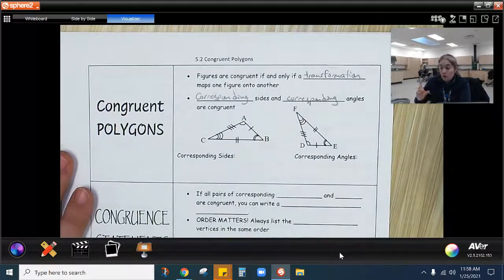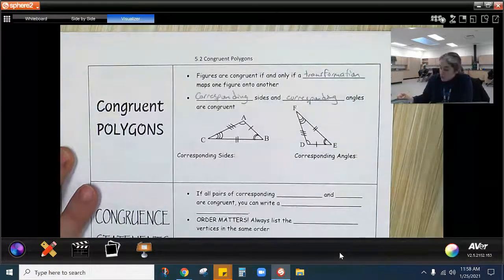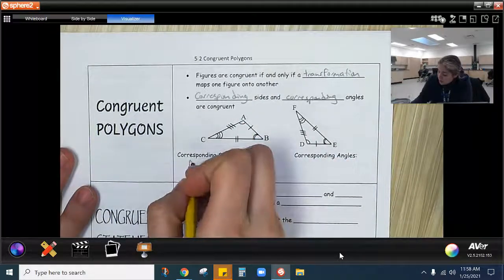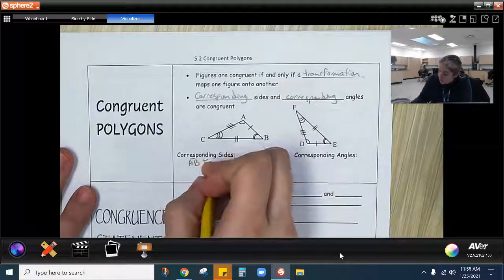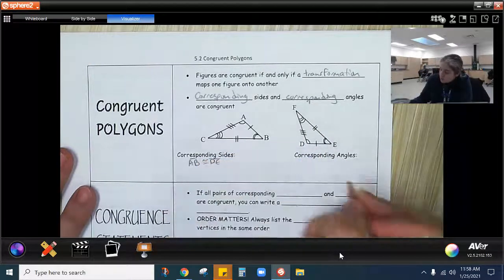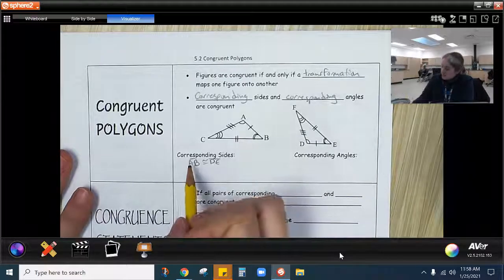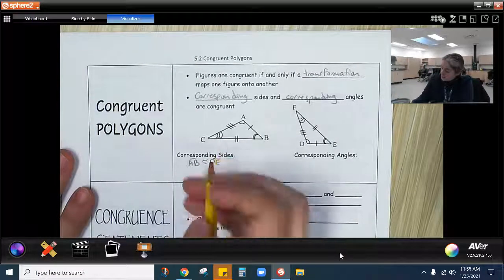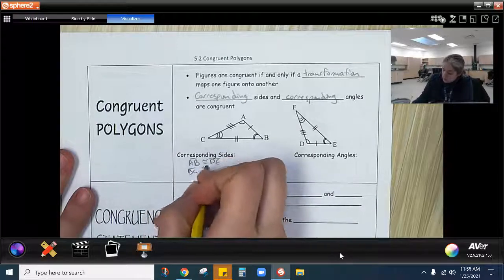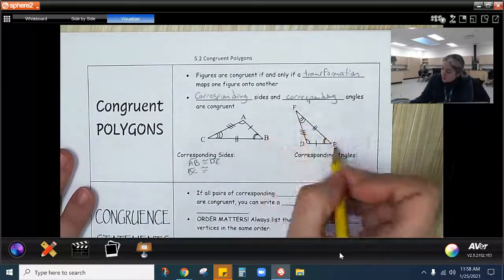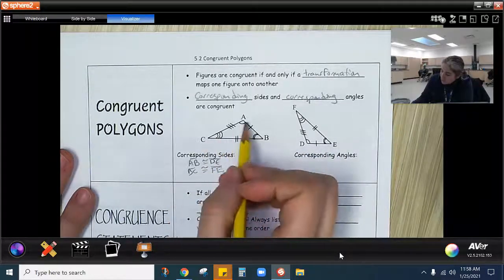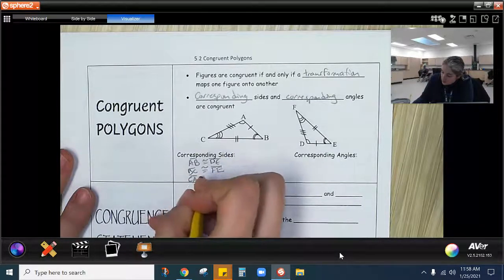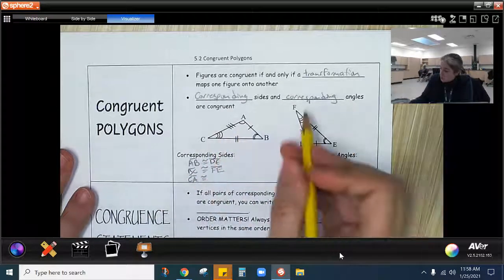We want to figure out what their corresponding sides are, and then we're also going to write a congruency statement. So AB here has one tick mark. If we look at our other triangle, DE has one tick mark. So AB is congruent to DE. And then we have BC or CB has two tick marks, and FE has two tick marks. So BC is congruent to FE. And then last but never least, we've got CA or AC is congruent with three tick marks to FD.